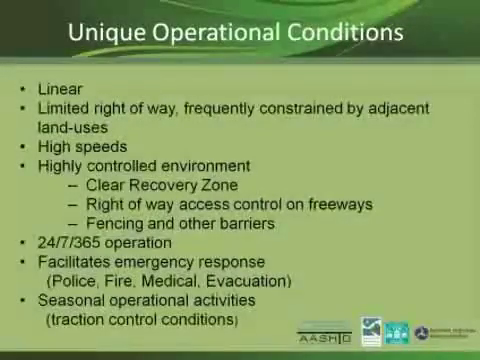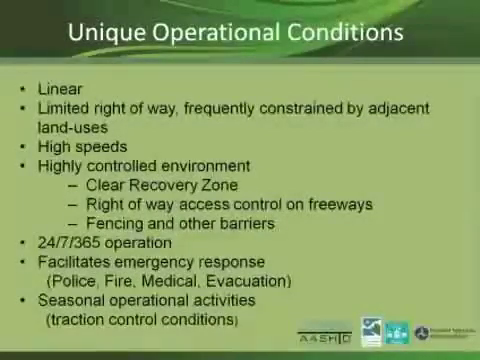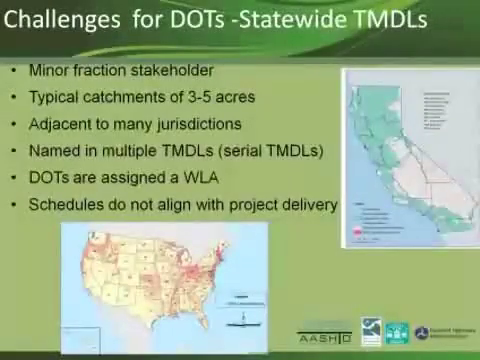We have unique operational conditions for a DOT. We're unique. We're not like a typical MS4. As we think about designing, constructing, and operating and maintaining post-construction BMPs, we need to think of all of this because we're unique in the following reasons. We're linear, a thin strip, a small piece of the watershed. We have limited right-of-way, we're frequently constrained by adjacent land uses, and we have to be concerned with high traffic speeds. Our transportation corridor is a highly controlled environment. We have a distance away from the travelway we refer to as the clear recovery zone, which BMPs need to be designed for and considered. We have right-of-way access control on freeways, fencing and other barriers. We're a 24/7, 365 operation. Our highways need to facilitate emergency responses, and we also have seasonal operational activities. A lot of things to consider as a unique MS4.